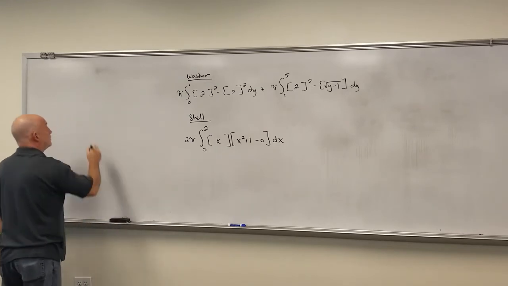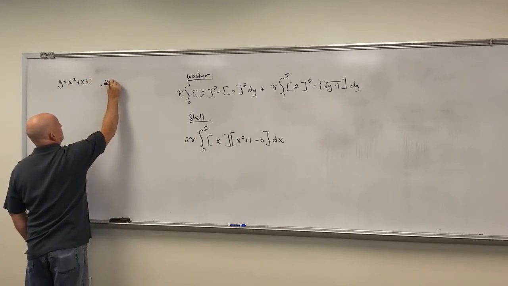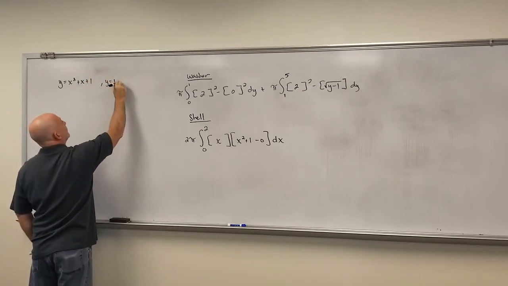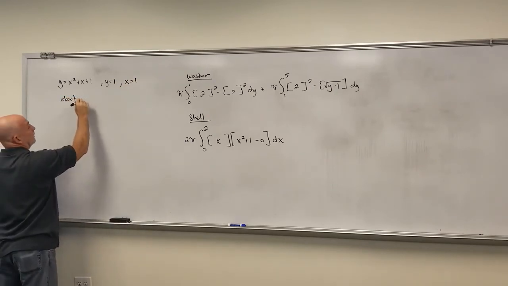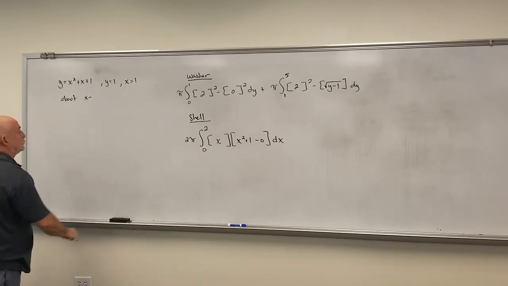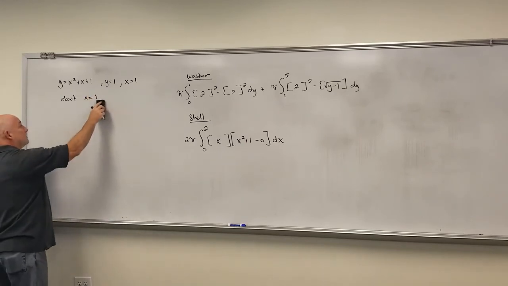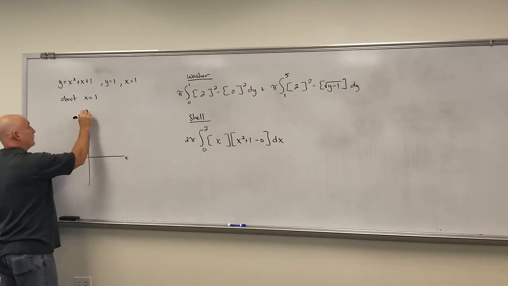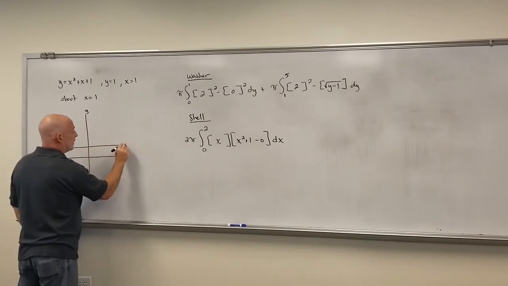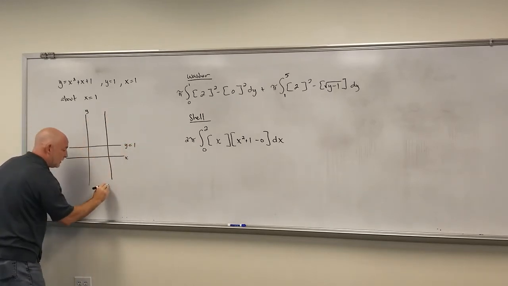Let's say our region was bounded by y is equal to x squared plus x plus 1, let's do y equals 1, x equals 1. That's our bounded region. Let's go about x equals 1. Let's do that. I think that'll work. All right, so first thing we've got to do is sketch the region. Now this is one of the harder ones we've had to sketch. So there's our x-axis, there's our y-axis. Let's say here's y equals 1, and over here we have x is equal to 1.